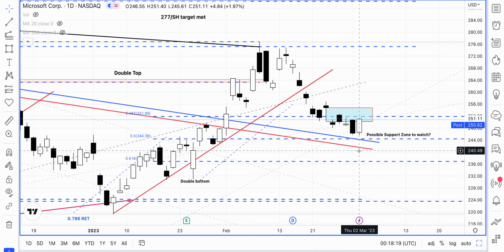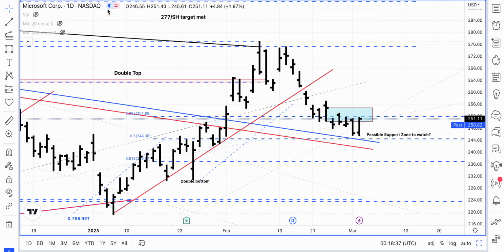And here the high today was $250.40, so it took the high out. And if you look at the low, $245 per share and 61 cents, and it took the low out as well. So in fact, it is an outside day. Just to illustrate that, let me change to a bar formation.